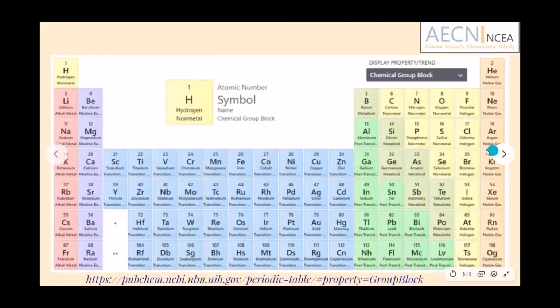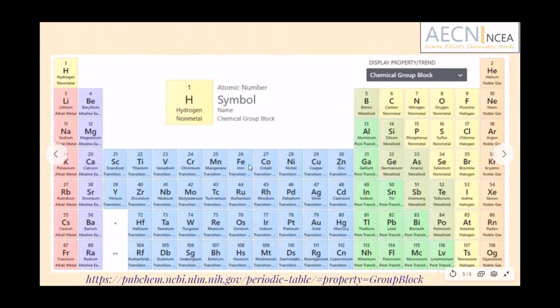In level 1, we focus on the first 20 elements, so from hydrogen down to calcium. On the periodic table, we find groups running down the table, so down this way, and we find periods running across the table. So here we have period 1, period 2, period 3, and period 4.